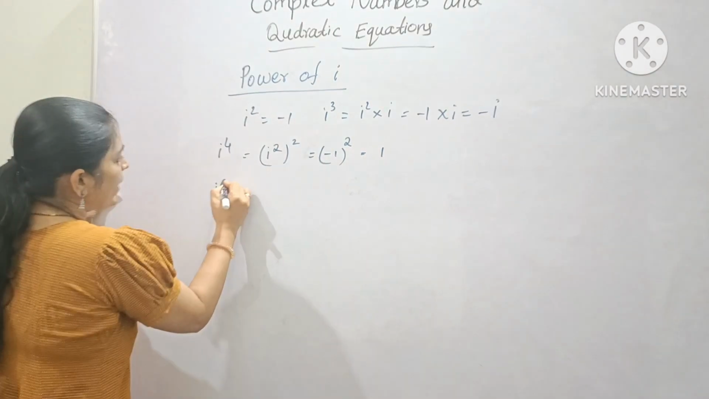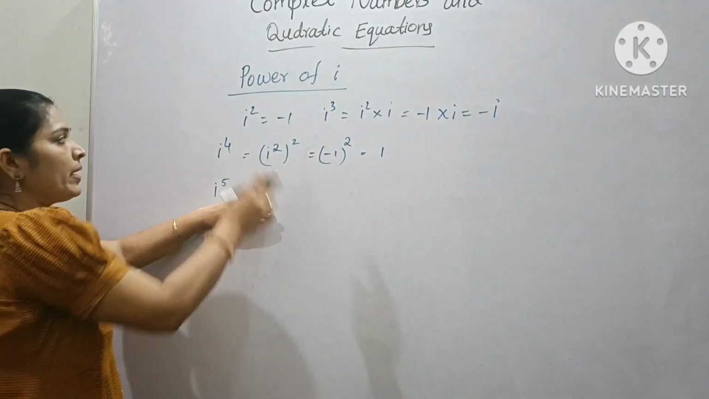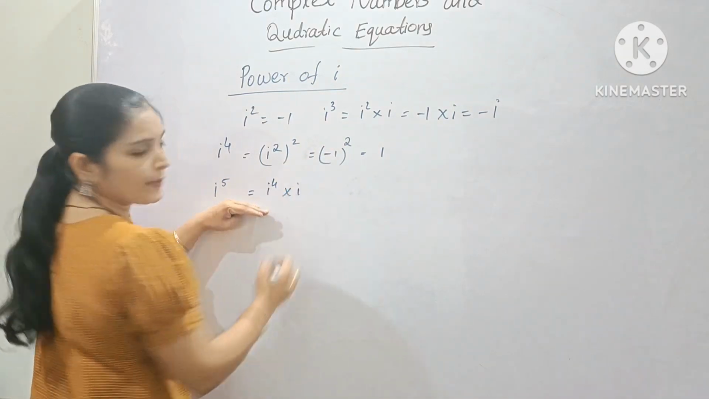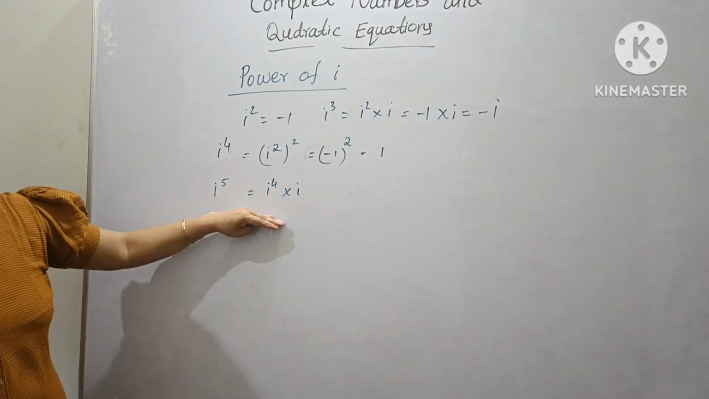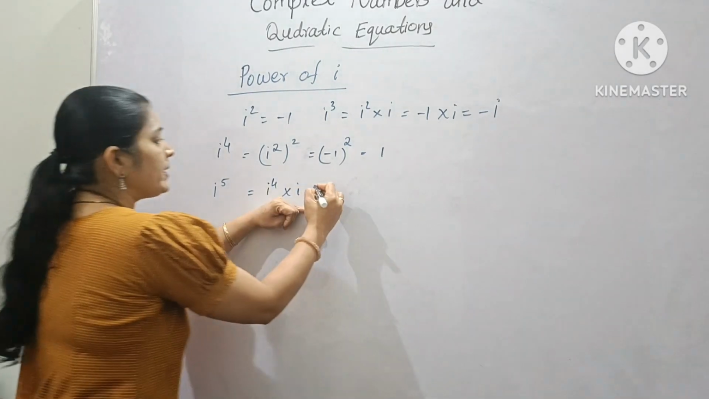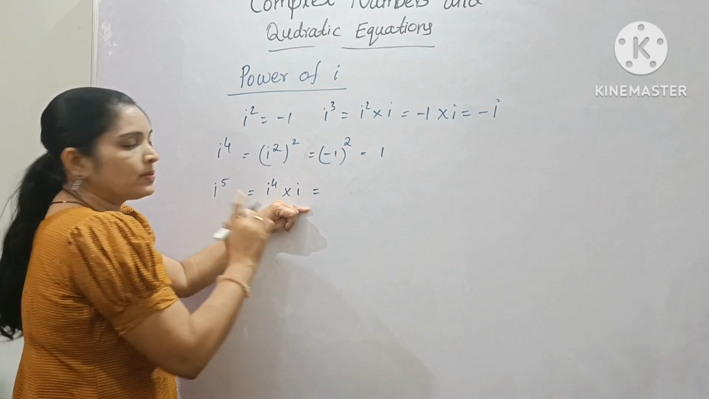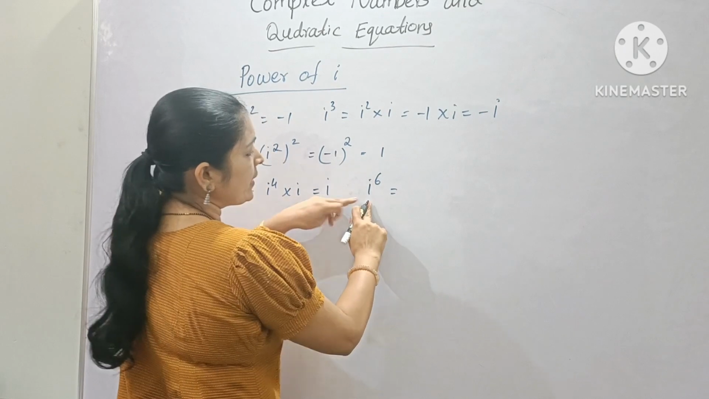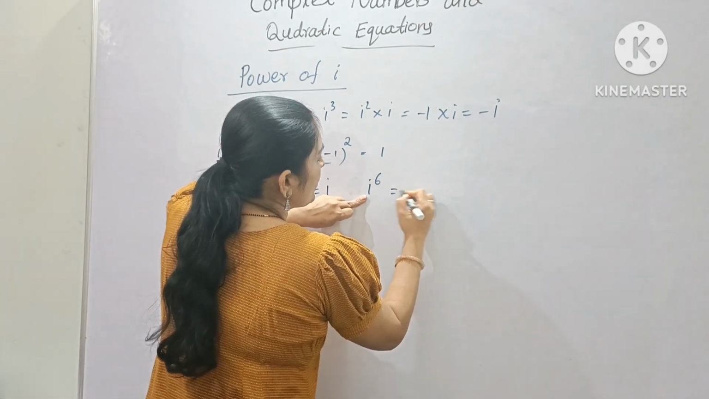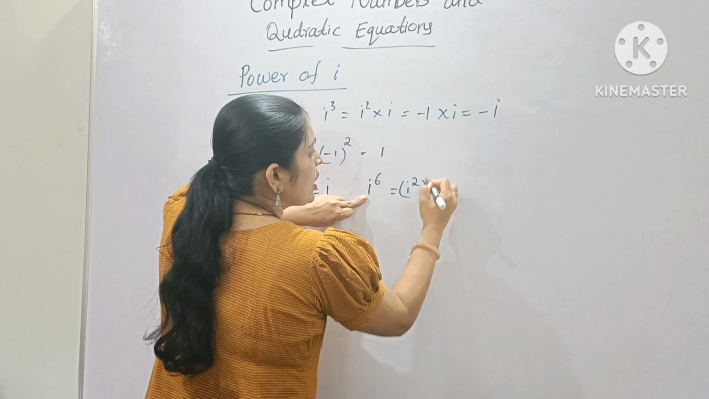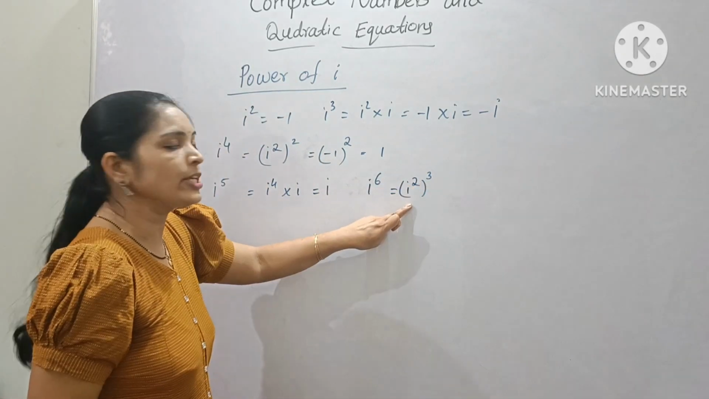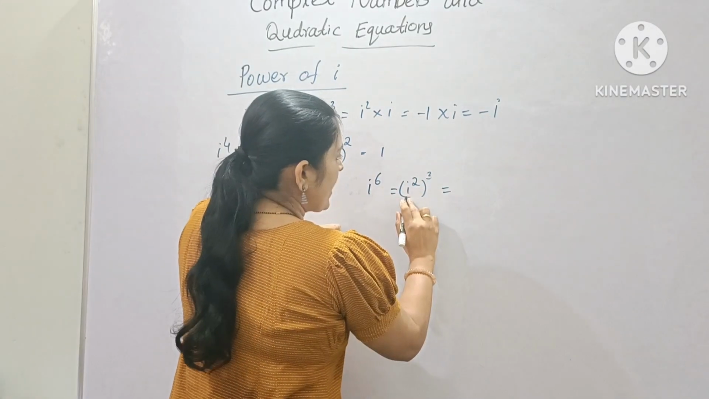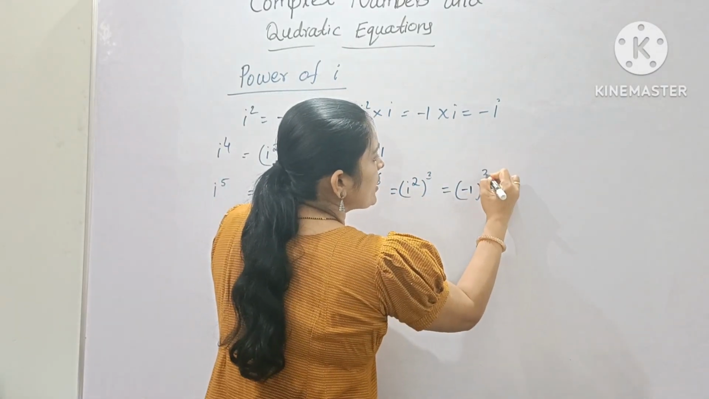Then what about i raised to 5? i raised to 5 is nothing but i raised to 4 into i. That is 1 into i, which is i. Now what is i raised to 6? How can we write it? We can write it as i square whole cube, that is i raised to 6, 2 into 3. So what is i square? Minus 1. Minus 1 raised to 3.